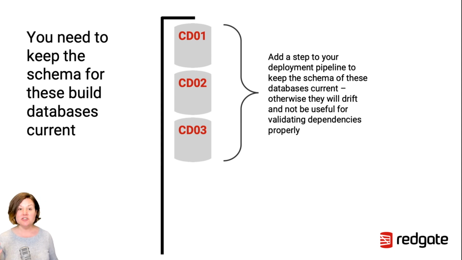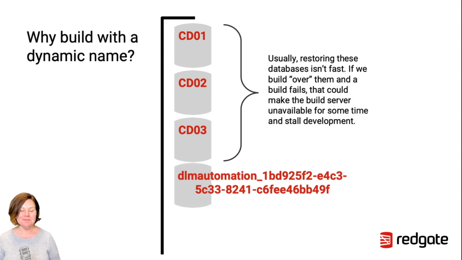It can make sense to do this when a change is going either into the pre-production or a production environment, depending on your process. You just want your pipeline to make sure that these build databases are not getting out of sync with reality, and that when you are validating your dependencies, you're validating against the right version of the schema.